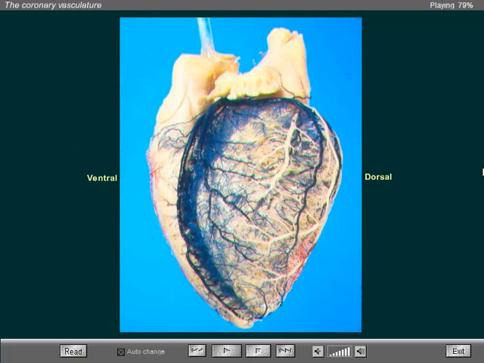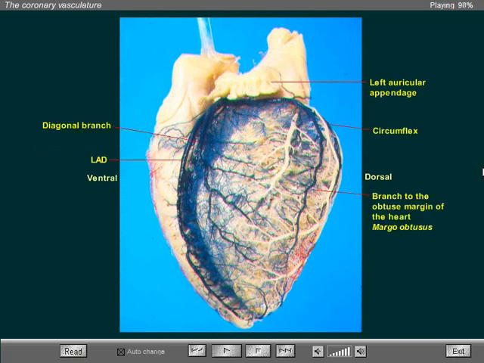We can see in this other cast corrosion preparation, where the left coronary arteries were injected in blue plastic, that there are blue vessels that cover the free wall of the left ventricle, and we also note that the left auricular appendage partially obscures the course of the left circumflex branch.